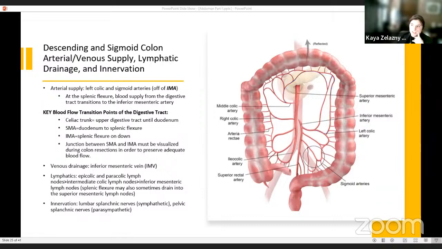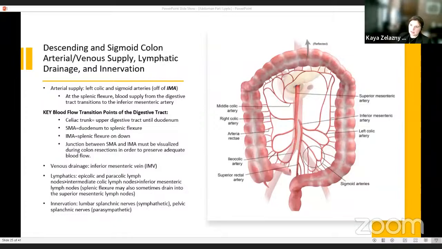Okay. For venous drainage, for these areas that are supplied by our inferior mesenteric artery, we also have an inferior mesenteric vein. Okay, so our blood flow is going to go along that matching vein. Our lymphatics are going to be named similarly to the lymphatics for our ascending colon. So we're going to have epicolic and paracolic lymph nodes leading to intermediate colic lymph nodes into the inferior mesenteric lymph nodes now, named for that inferior mesenteric artery instead of going back up to the superior mesenteric ones, like we saw on the right side.